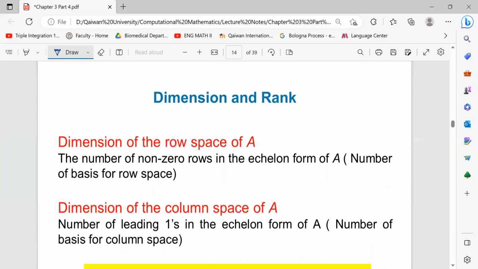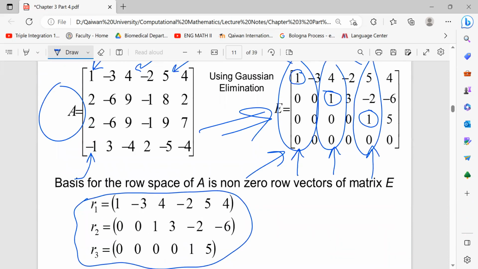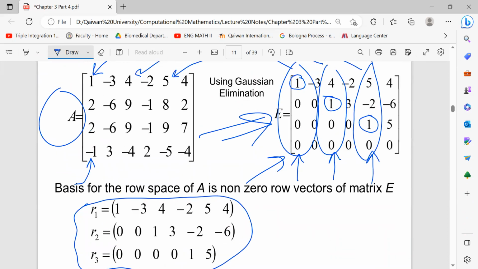Then we have dimension and rank. The dimension of the row space of A is the number of non-zero rows in the echelon form of A, or the number of bases for the row space. In the above example, how many bases do you have here? 3. It's 3 rows. So the number of these bases is called the dimension or rank. Rank of A.